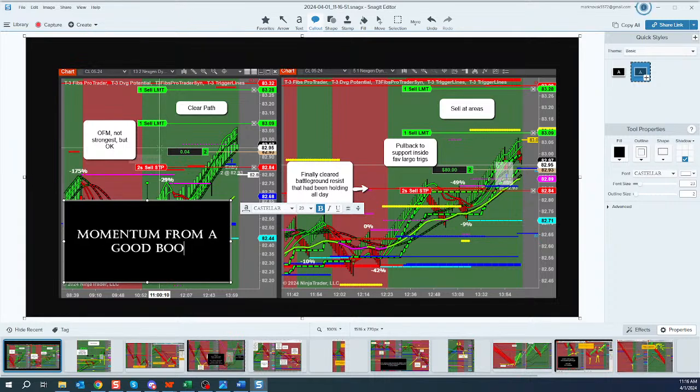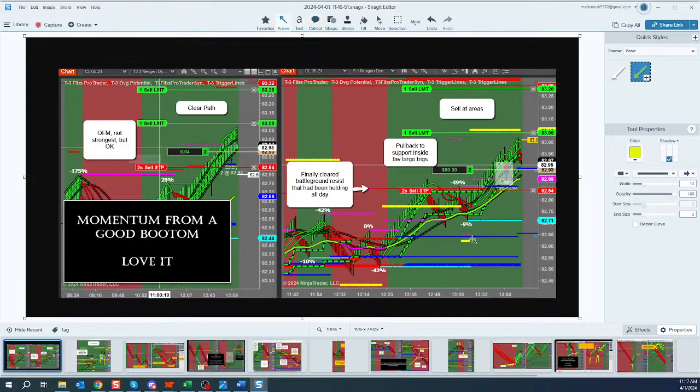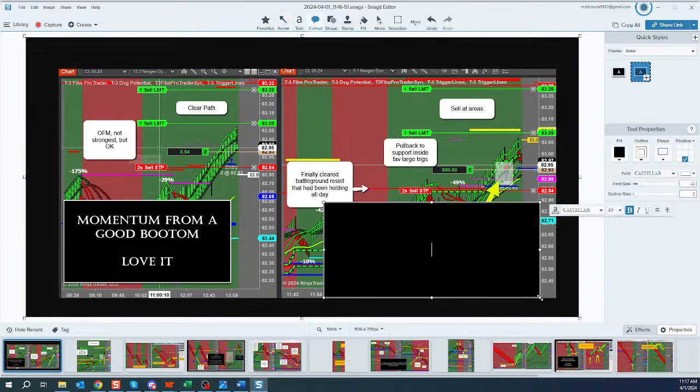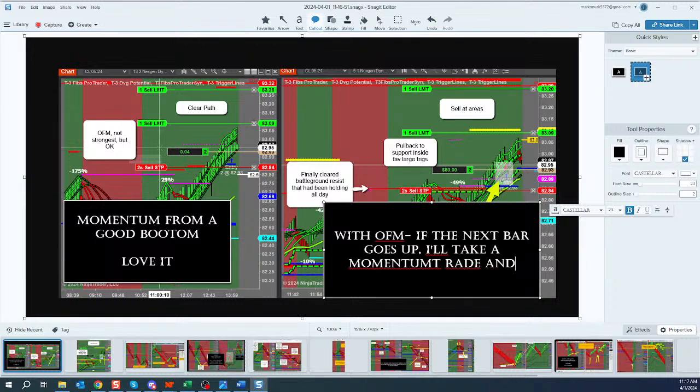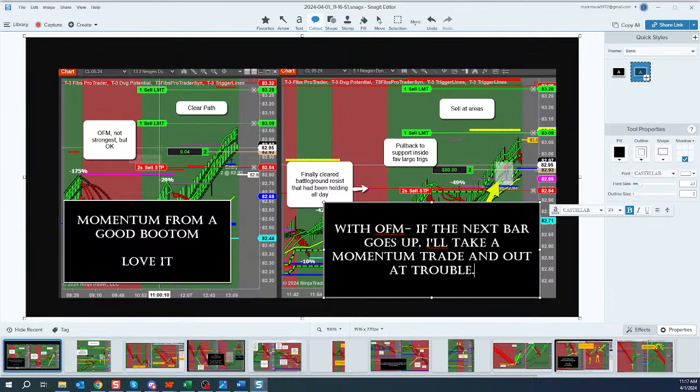Momentum from a good bottom. Boot 'em. Love it, right? So what am I doing here? I'm saying with odds favorable momentum, if the next bar goes up, I'll take a momentum trade. And out at trouble.